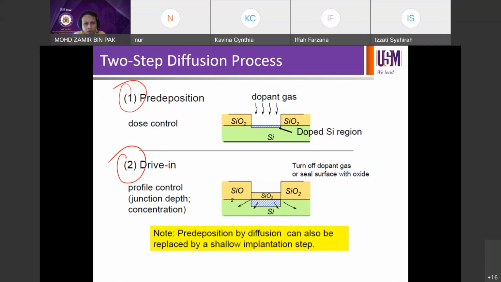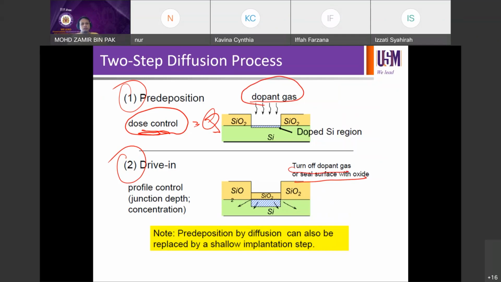So this is the step where you control the dose. You supply the dose Q. Q is the dose, right? There are equations that we discussed earlier on the error function and on the Gaussian. So you're actually supplying the dopant gas, or the dopant, to the surface. In the next step, when you run drive-in, you're actually turning off the dopant gas, or silicon oxide.